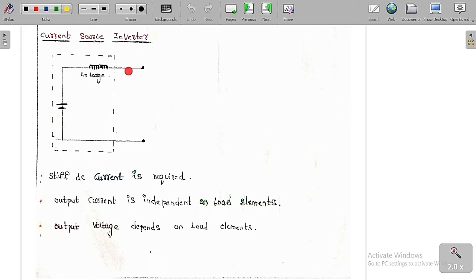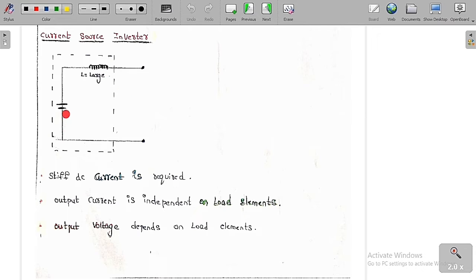So the current source inverter means here we need input as a DC current source. So input we need a DC current source. Practically we cannot make a practical DC current source. So we are going to use a DC voltage source and a large inductor.